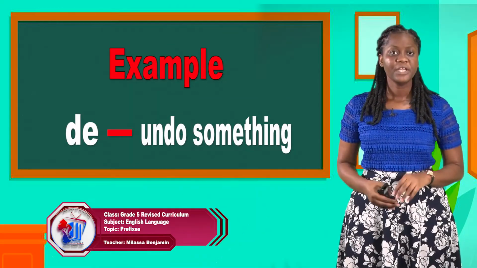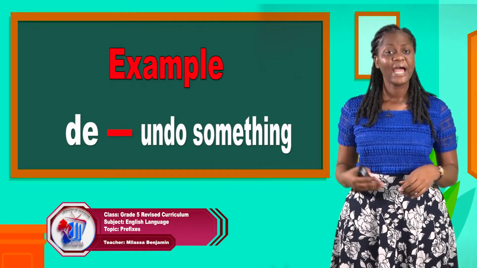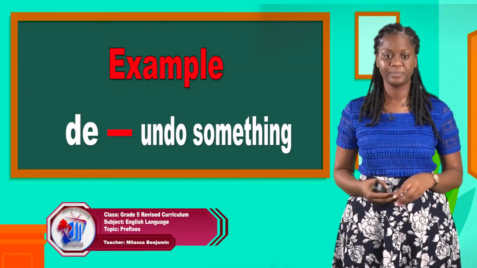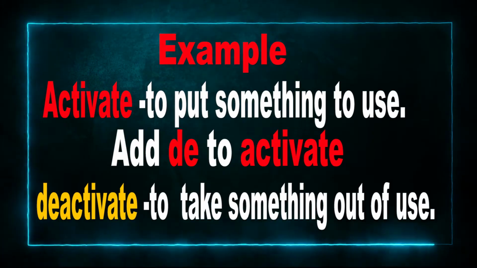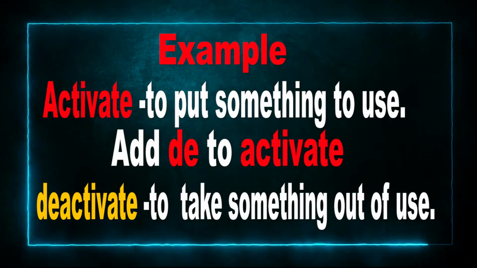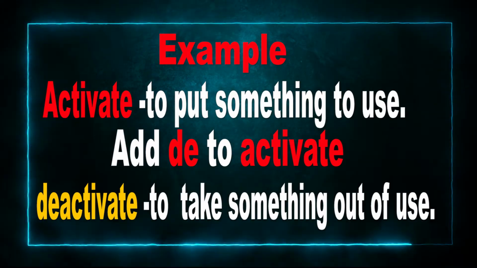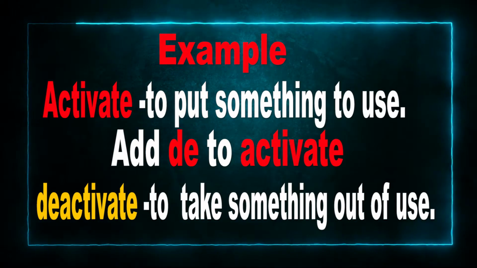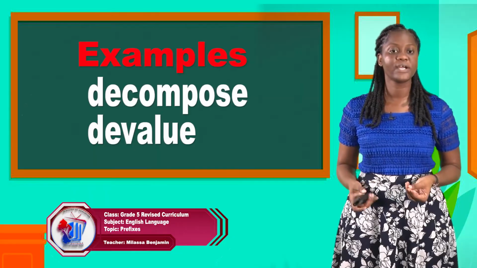For example, the prefix de means to undo something and is usually attached to a verb. Thus, if we take the verb activate, which means to put something to use, and we add the prefix de to the beginning of activate, we will get the word deactivate, which means to take something out of use. Likewise, adding de to other verbs reverses their original meaning. For example, decompose or devalue.